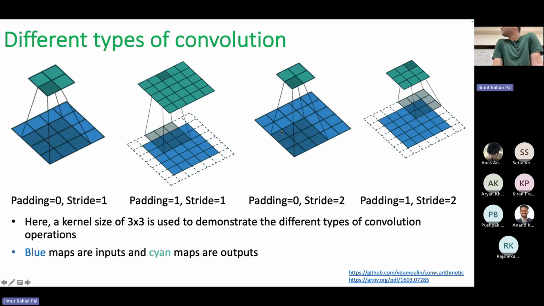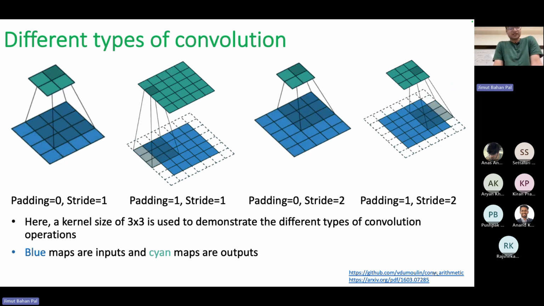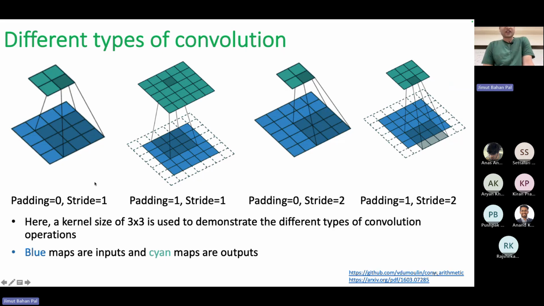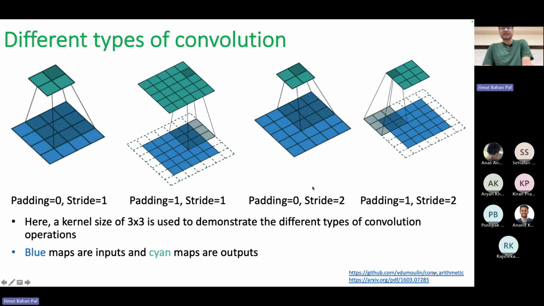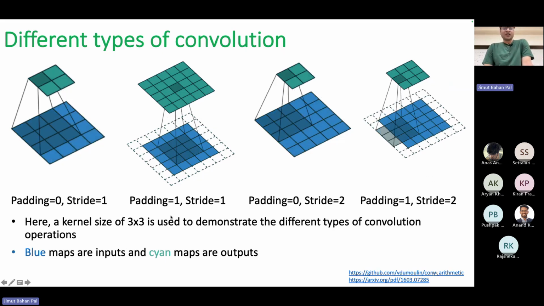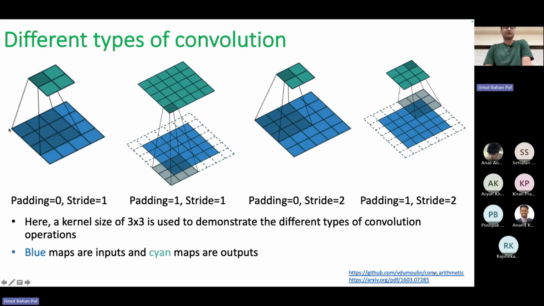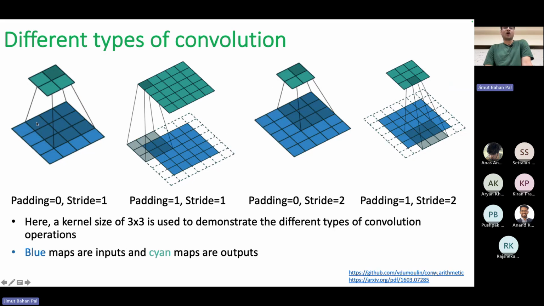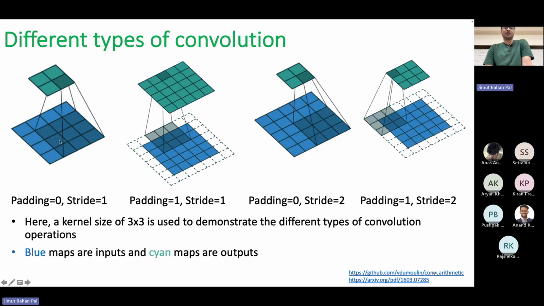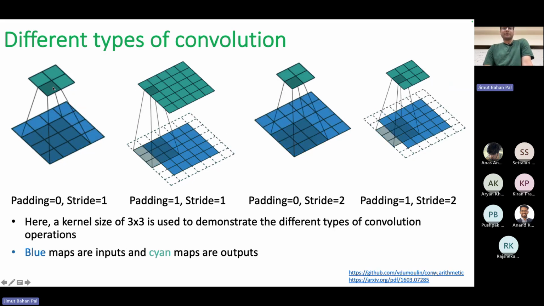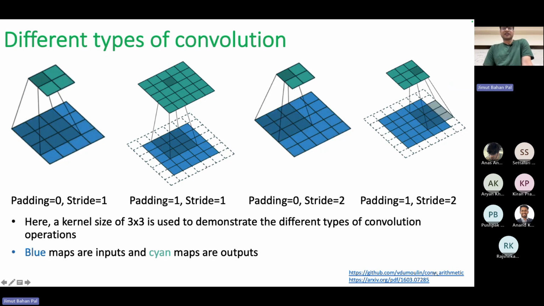These are examples of different types of convolutions: padding 0 stride 1, padding 1 stride 1, padding 0 stride 2, padding 1 stride 2. This is the input, and the darker region inside the input is the patch which we are selecting for the kernel. This is the dot product of the kernel and the patch of the input, and this is the output feature map. So these show different examples of convolution that are taking place.